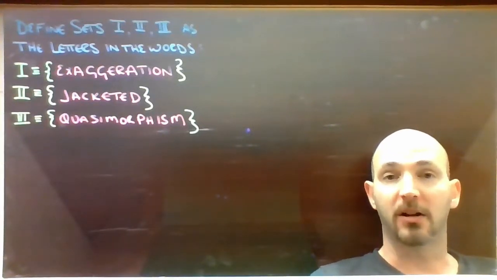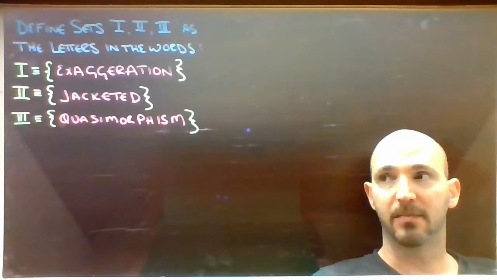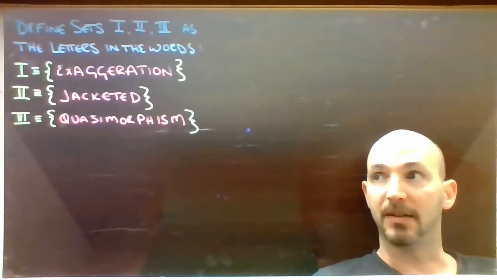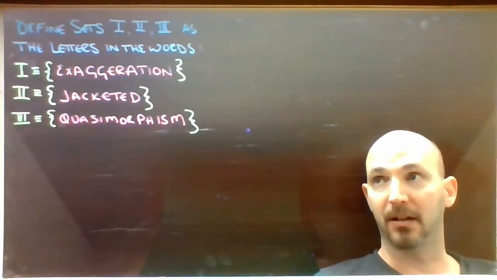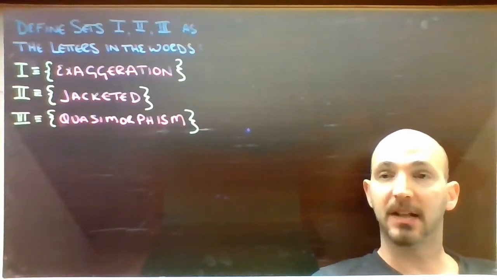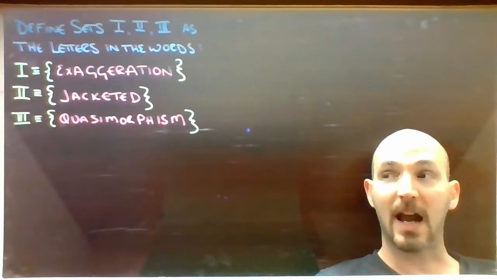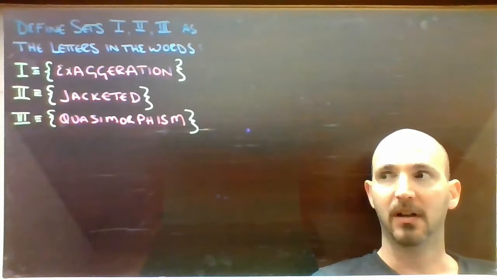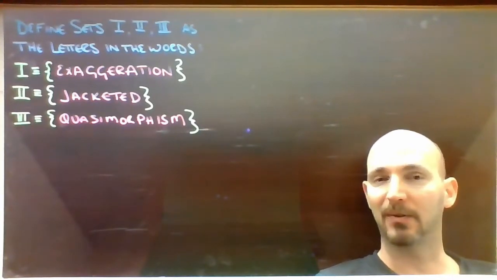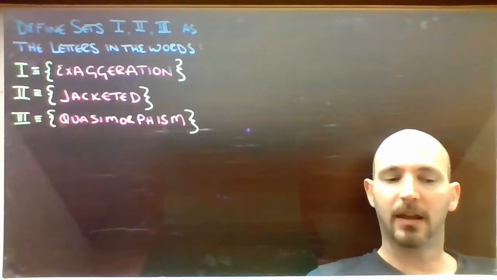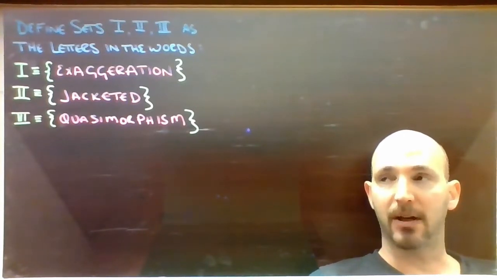So we're going to start our conversation about set operations by doing a little bit of sorting. I've set my three sets up here, 1, 2, and 3, as the letters in the words exaggeration, jacketed, and quasimorphism, which is an obscure math term that perhaps you'll have the pleasure of encountering someday in the future. To do this, we're going to need a Venn diagram.